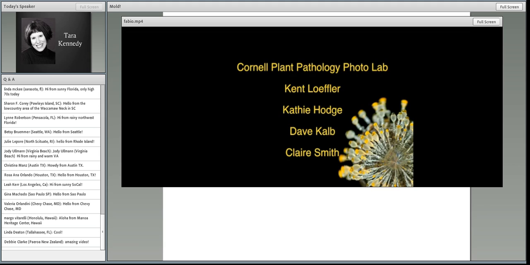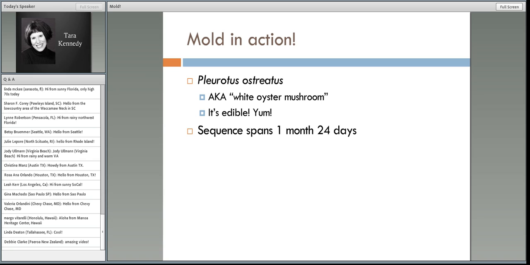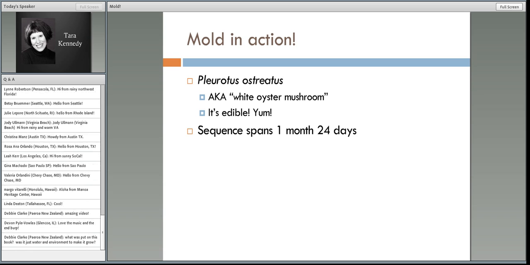So in that particular instance, as it says here in the slide, that was a much longer sequence than the black bread mold. That was a month and 24 days, nearly 2 months of growth. So that's not quite as voracious as the other surface mold, but it is just too much fun not to show, because Fabio gets eaten by a mushroom. So I had to show that.